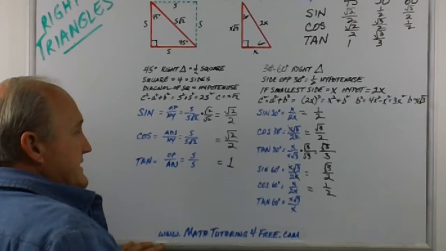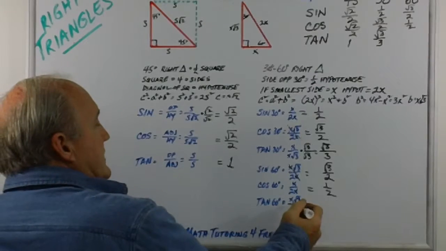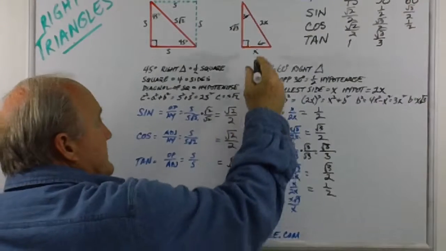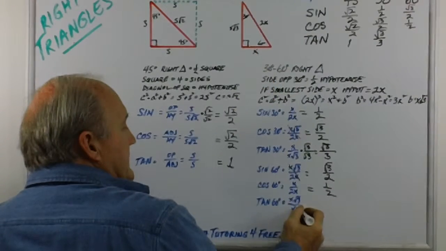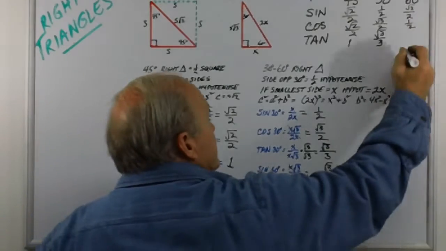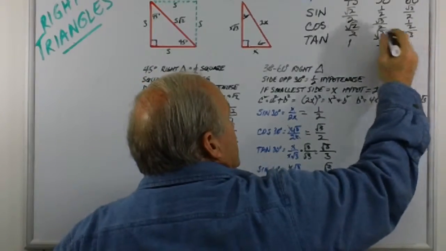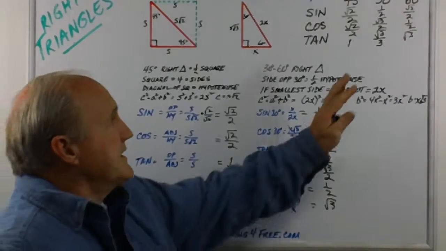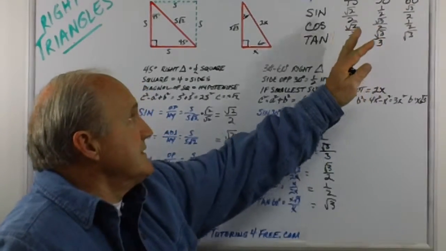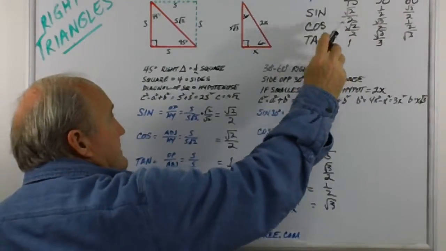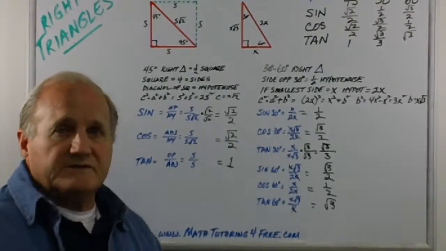And finally the tangent. The tangent is the opposite over adjacent: x times the square root of 3 over x. The x's cancel, and we just end up with the square root of 3. Okay, it looks like a jumble up there, but if you take them individually, for the 45 degree, both the sine and cosine are the square root of 2 over 2. The tangent is 1.